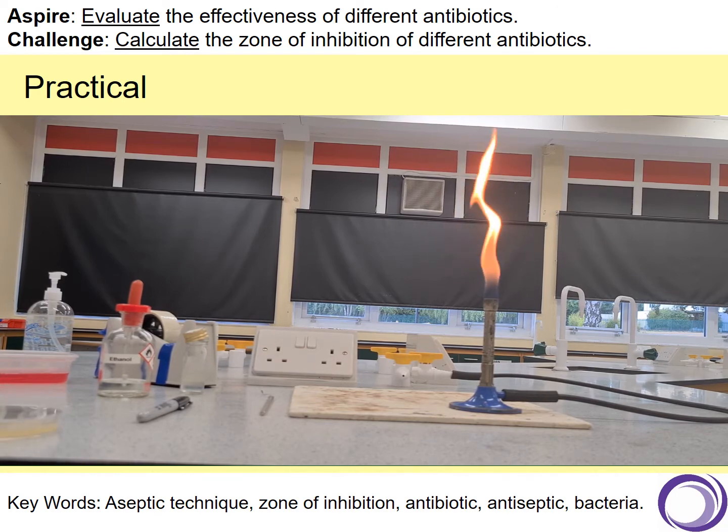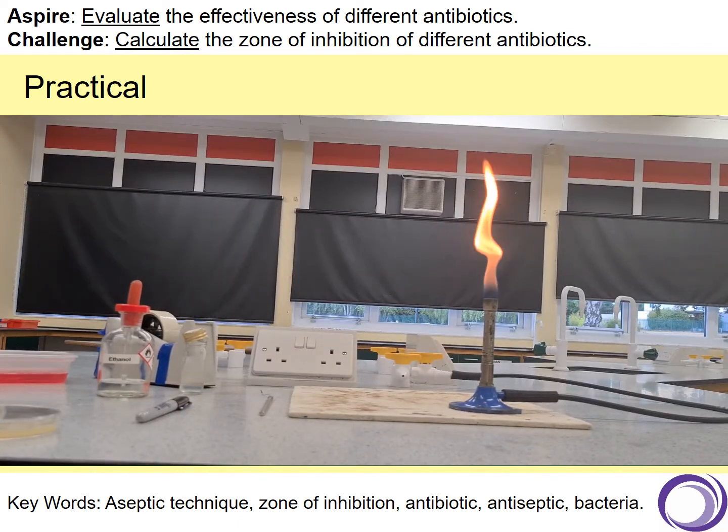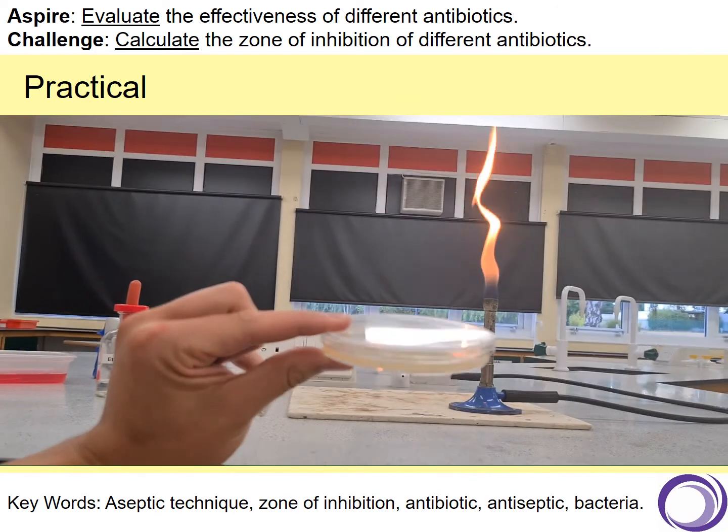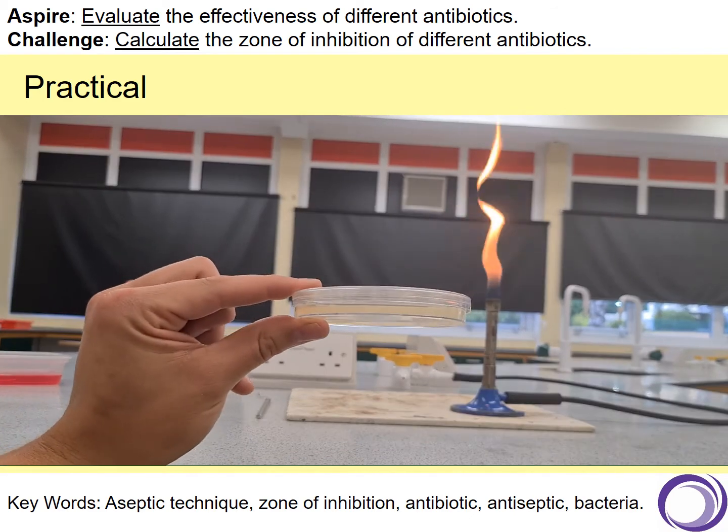So let's say I want to find out if this hand sanitizer here kills a certain type of bacteria. What I have to do is grow that bacteria very quickly and then put the hand sanitizer on it to see if it kills it. In order to do that, you need this thing, which is called an agar gel and an agar plate. AQA like you to know how to make this agar plate.